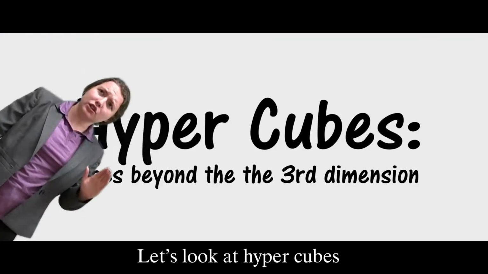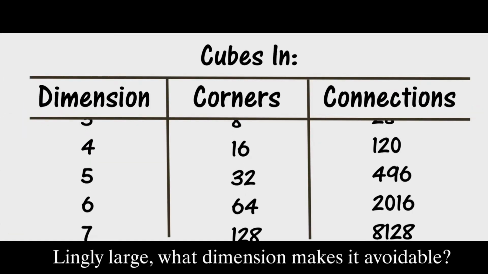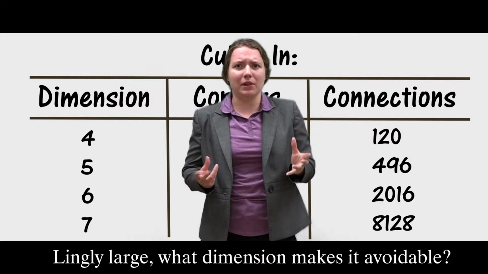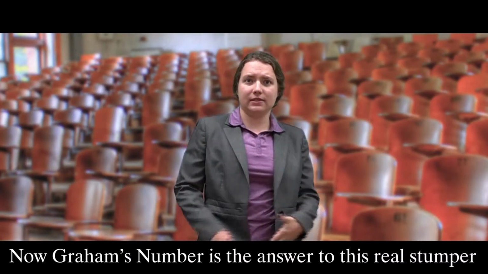Let's look at hypercubes, double corners, more connections, but with combinations so appallingly large. What dimension makes it avoidable, if even possible at all? Now, Graham's number is the answer to this real number.